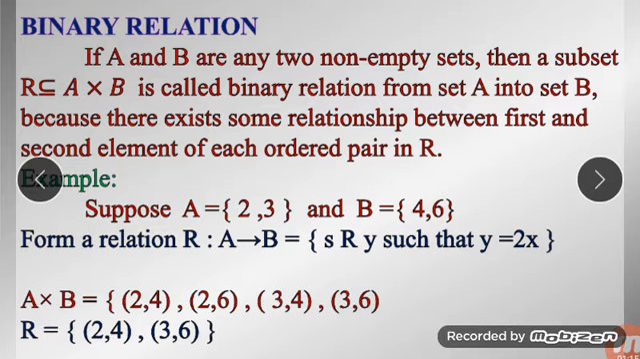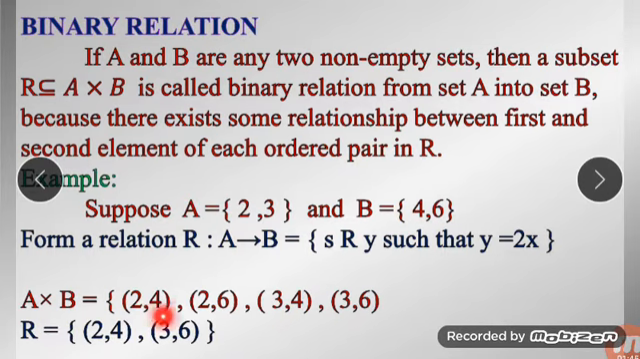We cannot make this relation until and unless we have the Cartesian product, because the Cartesian product contains all the relations between the elements of these two sets, whereas the relation contains the specific relation which is given here. So first of all, let's find the Cartesian product: 2 with 4, 2 with 6, 3 with 4 and 3 with 6. Now we will establish a relation where Y is double of X.